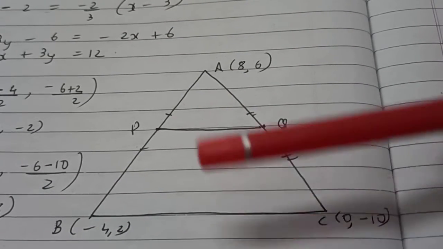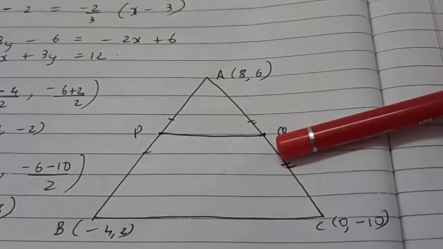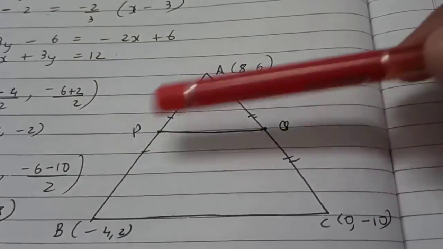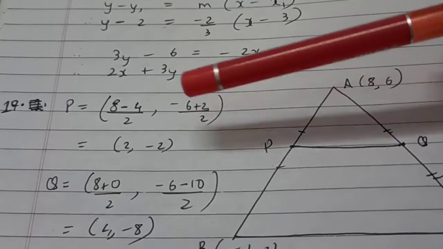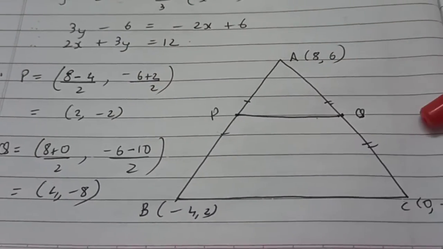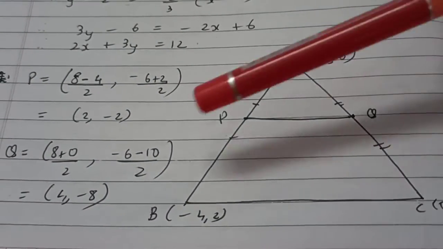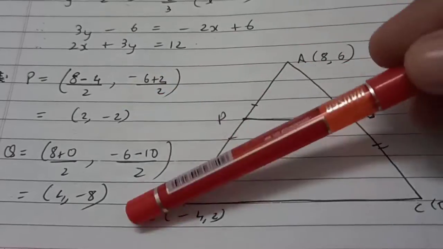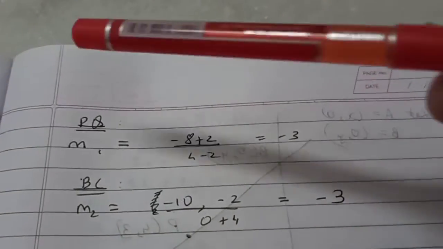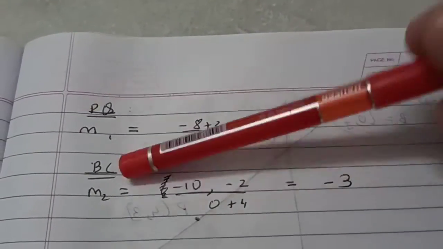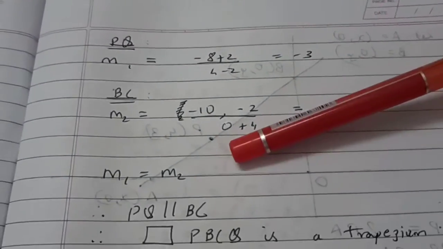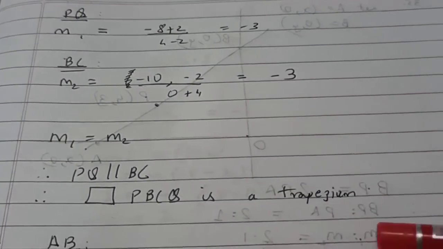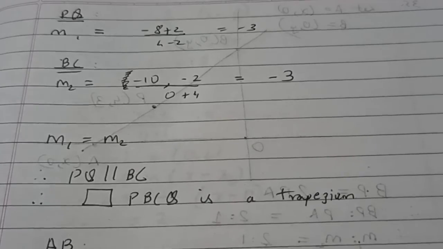But how do I get the coordinates of P and Q? Using the midpoint formula. P is a midpoint of AB, so find the coordinates of P. Q is a midpoint of AC, find the coordinates of Q, and then we can find the slope of PQ, find the slope of BC. Slopes are equal, hence they are parallel, and that becomes a trapezium, which is also asked in the question.